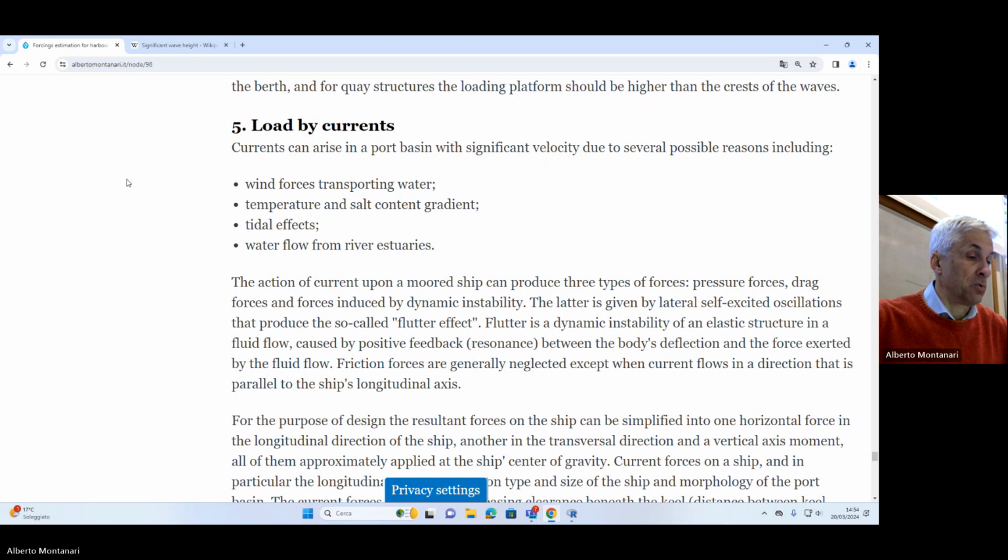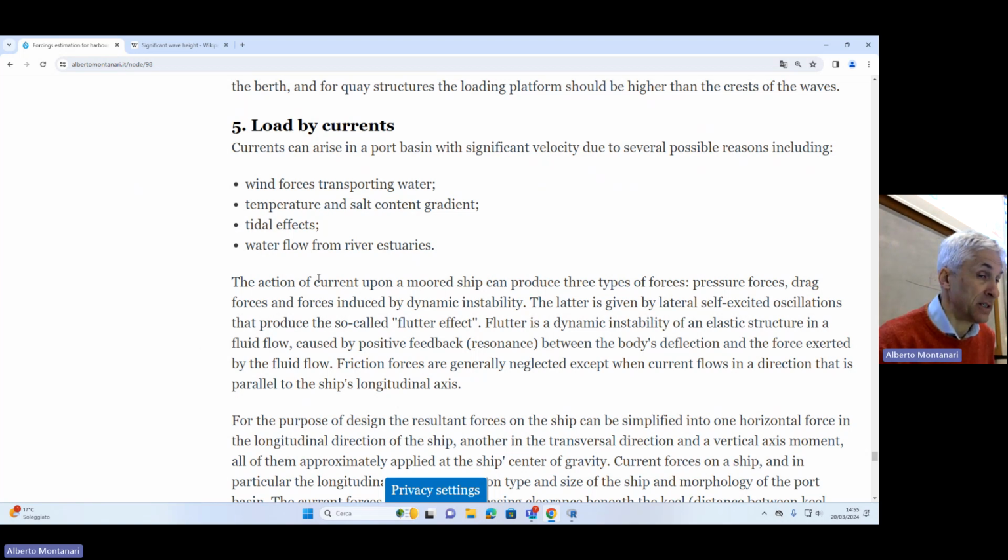Now, what is the cause of currents? They may originate from tidal effects. They may originate from wind forcing that may cause a movement of water. Currents may also be originated by temperature gradients, and in particular, the day-night temperature gradient can originate currents. It can also come from gradients in salinity. And of course, in river estuaries, we have a current which is generated by the river inflow.